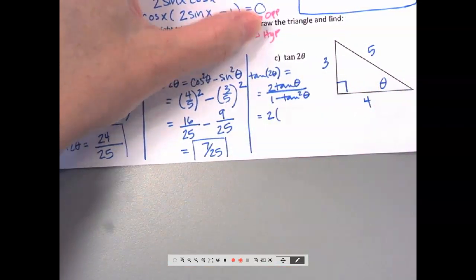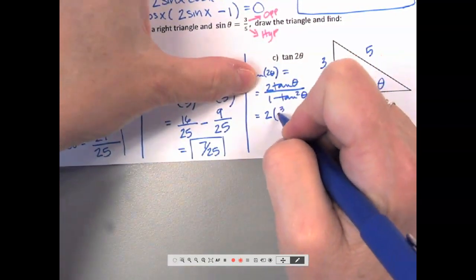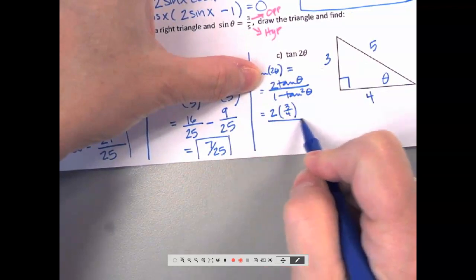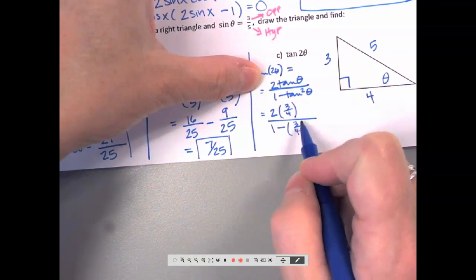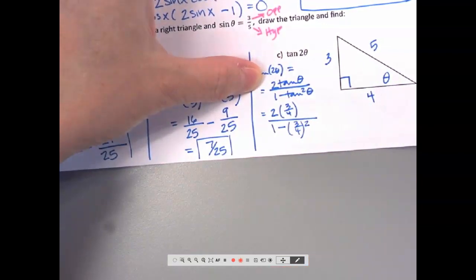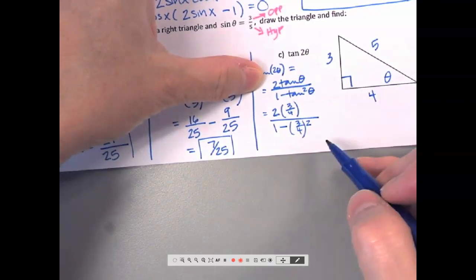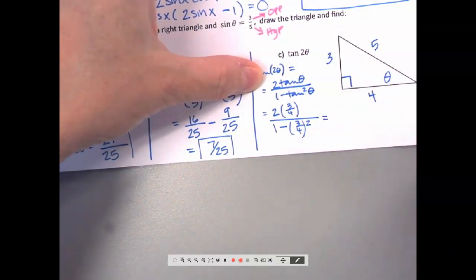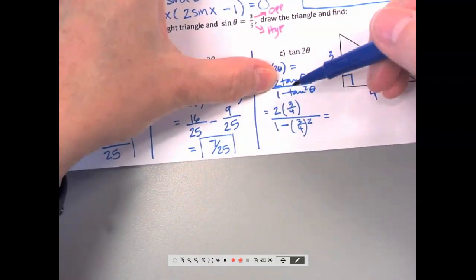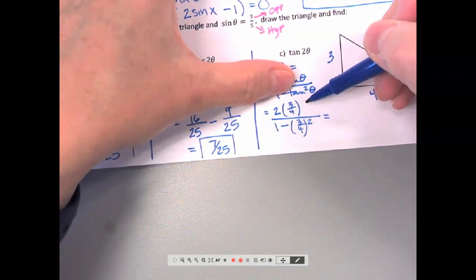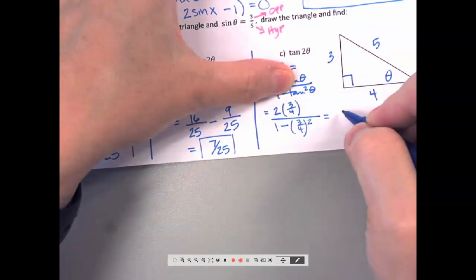All right, what is tangent of theta in my triangle? 3 over 4, opposite over adjacent, over 1 minus, tangent is still 3/4, but then I'm going to square it. I totally squeezed myself out of room here. I want to do this one by hand and not use my calculator. So what is 2 times 3/4? 6/4.